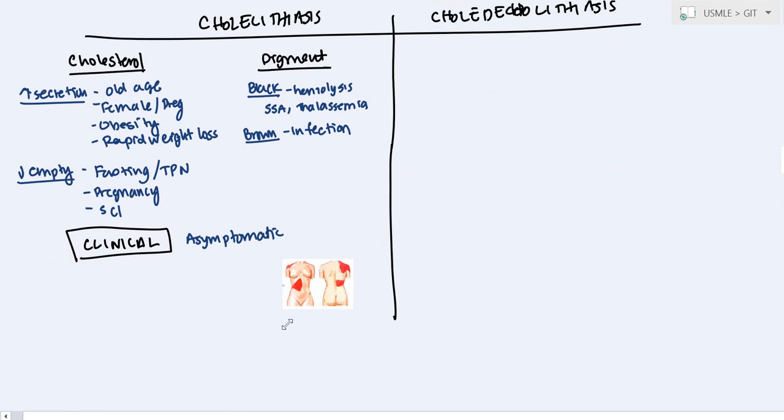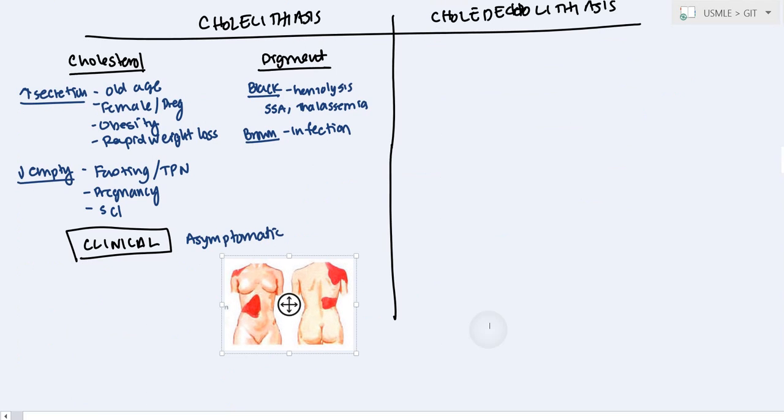Here it is. So you can see in this picture, the pain is going to be located in the epigastrium to the left flank. So the pain is going to be, let's write this out. So it's going to be epigastric, say right upper quadrant, and it radiates to the back here and to the scapula. So it radiates to the scapular area, we can say.